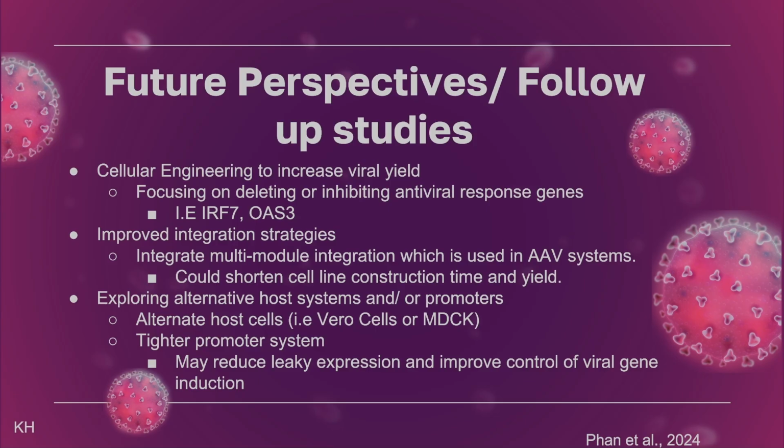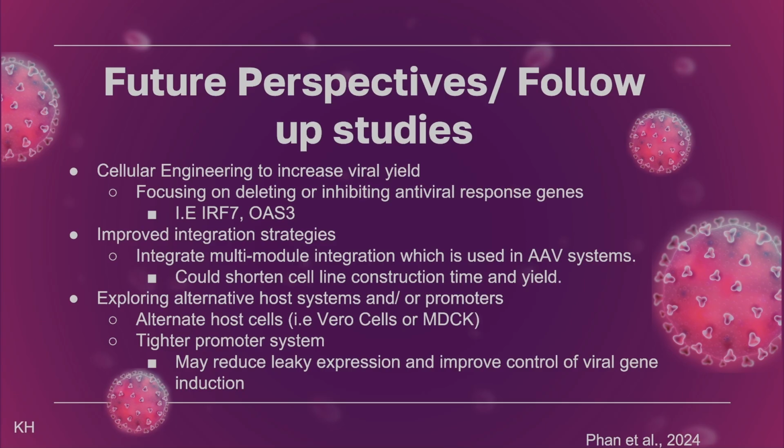Lastly, I wanted to talk about how researchers could explore alternative host systems and promoter designs. So, for example, they could potentially use different host cells. The host cells that they utilize maybe weren't as efficient as they had hoped. So you could maybe try host cells such as the Vero cells or the Madin-Darby canine kidney cells.